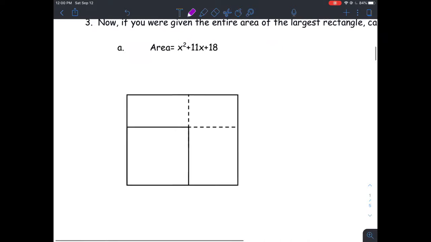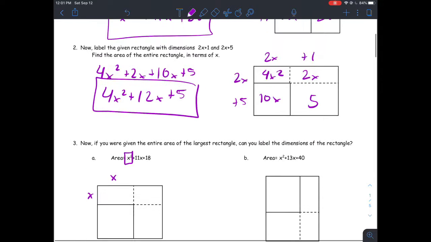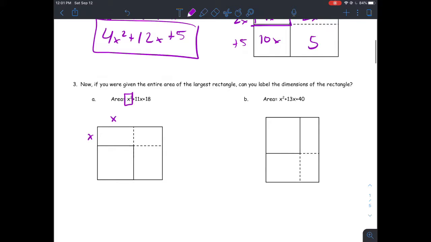All right, so next it says, now if you were given the entire area of the largest rectangle, can you label the dimensions of the rectangle? So what we have to do here is, let's take a look. We're going to put our x's down because we know that this x squared always comes from this box here, right? And if we got x squared, we know it's just going to be 1x times 1x.